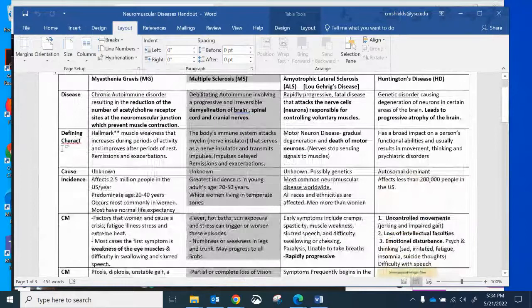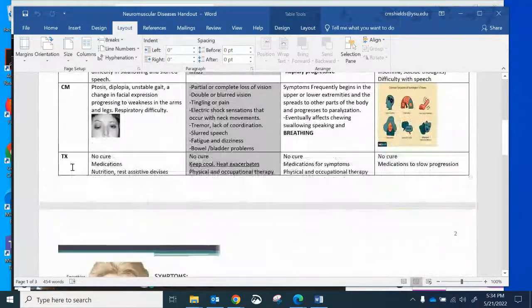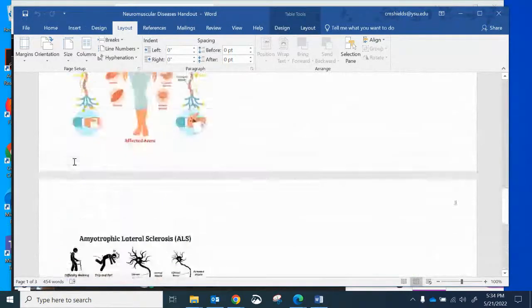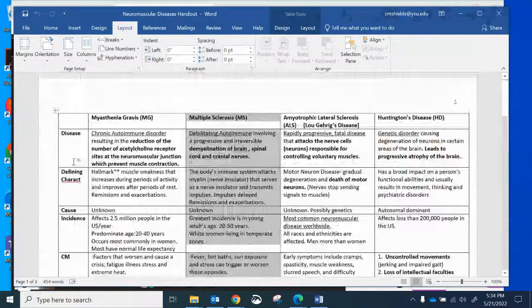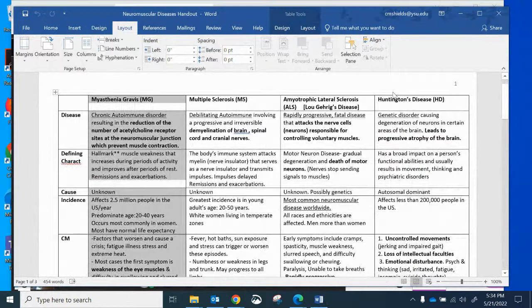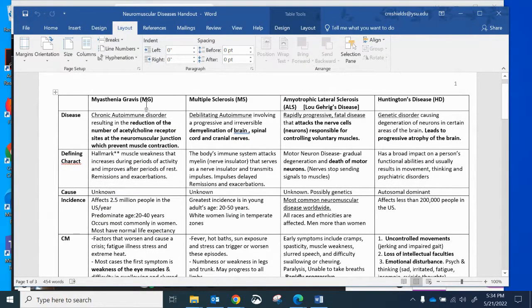Talk a little bit about the disease, the defining characteristics, what the cause, incidence, clinical manifestations, and treatment. And then I have a little picture down here of all of them that you can take notes with if you want. There are some important things you need to know about all of them, to be able to discern if you see a question on it, or obviously if you see a patient with it. Let's start with the first one, myasthenia gravis.